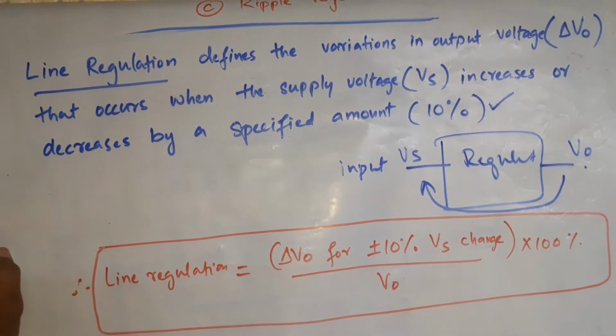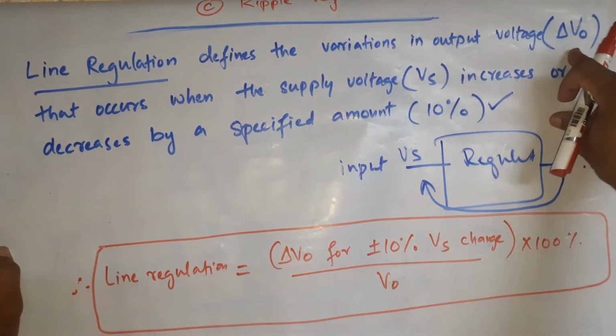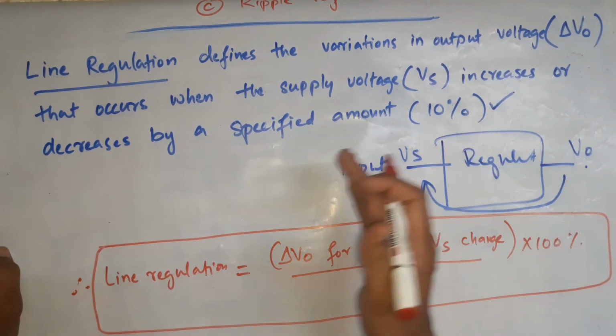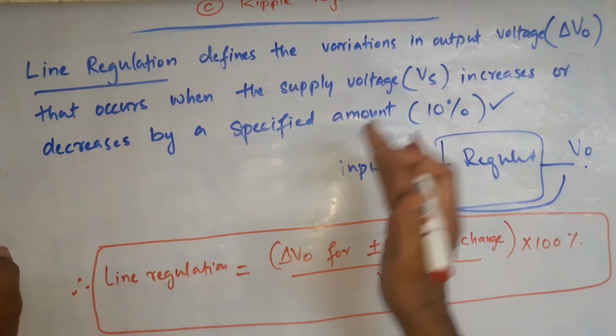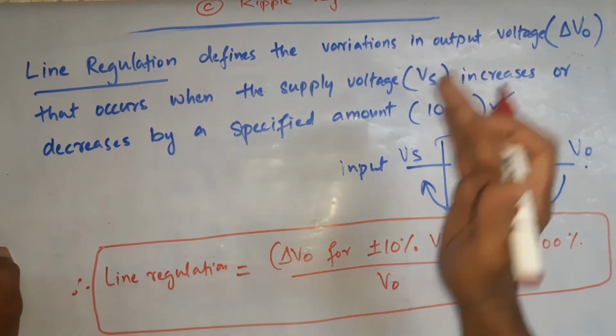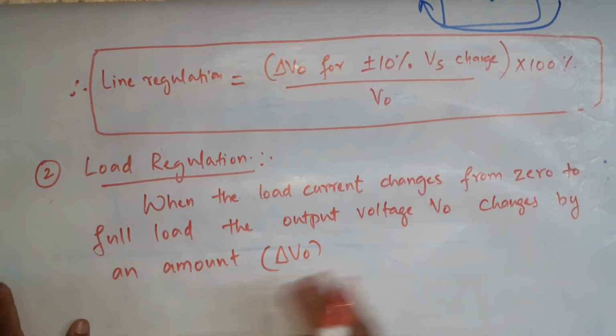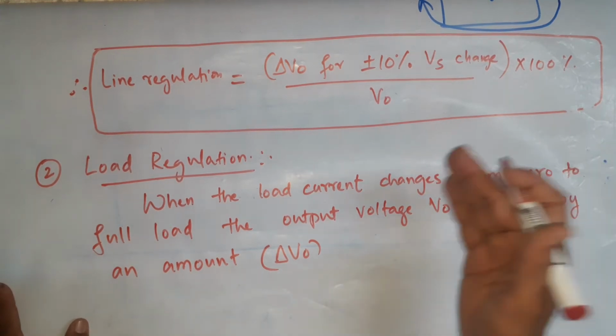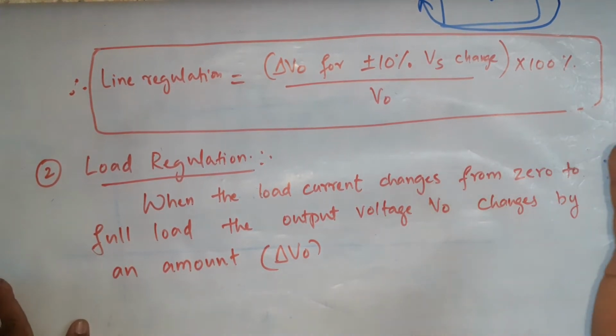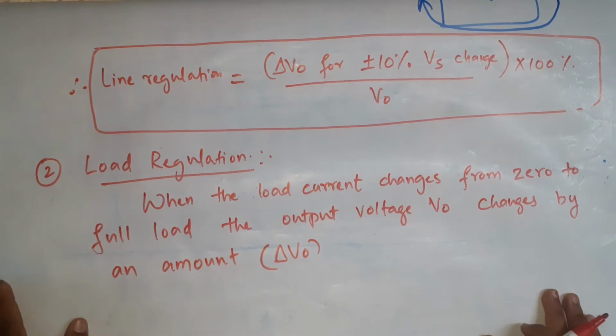Line regulation is the change in output voltage that occurs when the supply voltage, the supply side Vs, varies, increases or decreases. Whereas here, load regulation is at the load side. When the load changes from 0 to full load, it is the change which will cause the output voltage to change.